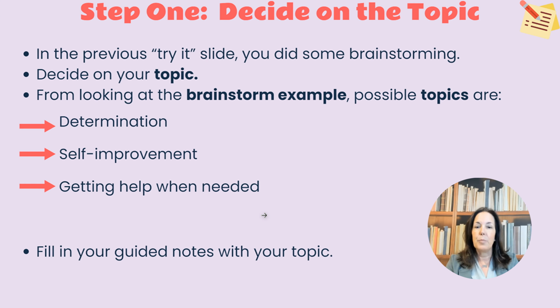So step one, you have to decide on your topic. In the previous try it slide, you did some brainstorming. Decide on your topic. From looking at the brainstorm example that I did about worrying about math, possible topics are determination, self-improvement, getting help when needed. So you're going to pause and fill in your guided notes with your topic.